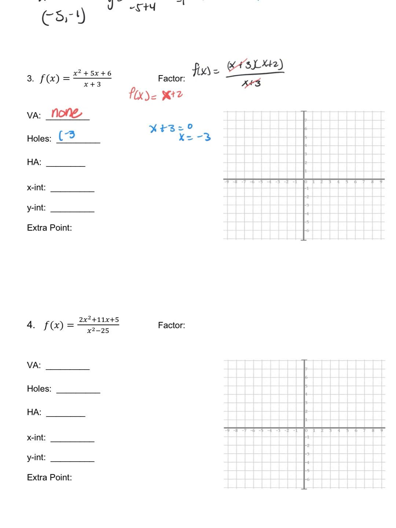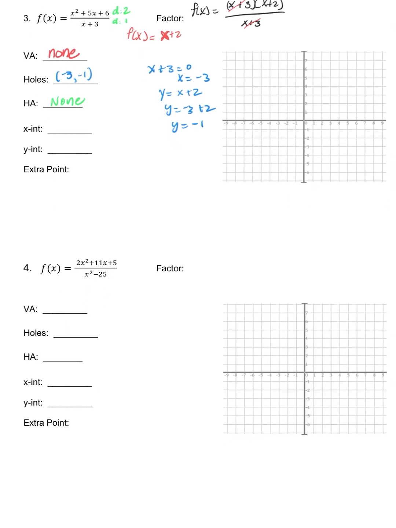Then I'm going to substitute into the simplified expression. If you want to write y equals, it's just a habit, I'll do that for this one. y equals x plus 2, so y equals negative 3 plus 2, y equals negative 1. So my hole is at (-3, -1). There's the hole. Okay, horizontal asymptote. It looks like the degree of the numerator is 2, the degree of the denominator is 1. Since the numerator's degree is greater than the denominator's, there is no horizontal asymptote, so please write the word none. Don't leave it blank.